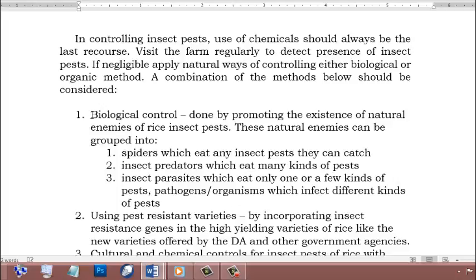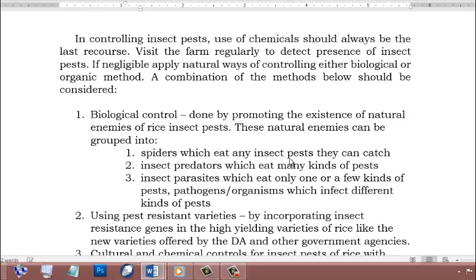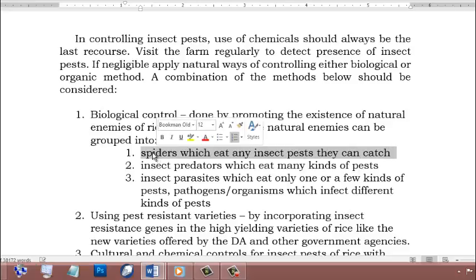You can see on our screen, number one, biological control. It is done by promoting the existence of natural enemies of rice insect pests. These natural enemies can be grouped into, number one, spiders. Spiders eat any insect pests they can catch. Of course, these spiders make webs, and any flying insects that get trapped in the spider's web can be caught and eaten by this spider.